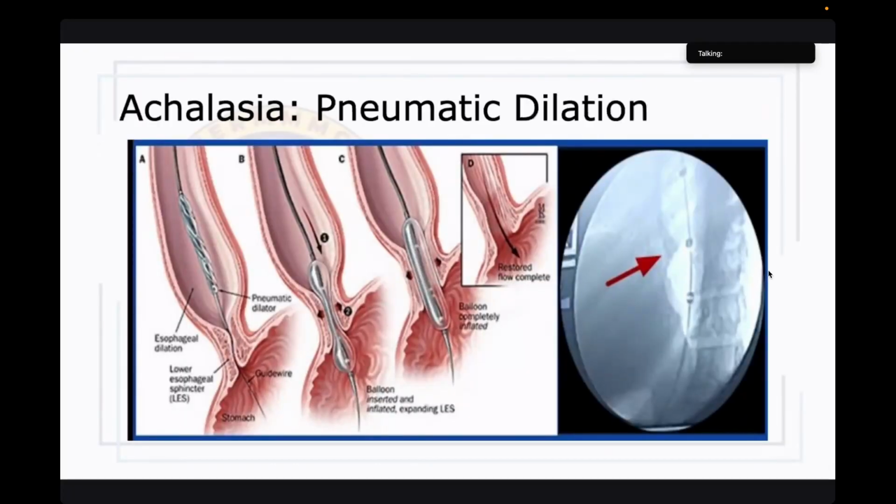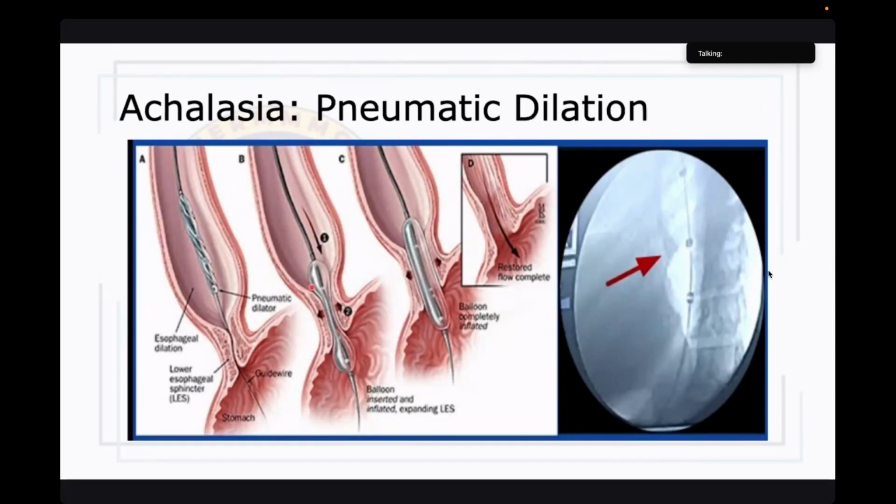This is pneumatic dilation of achalasia. This is one of the most commonly used procedures for achalasia. This is the same one used for esophageal rings and webs if needed. Again, this is done using endoscopy combined with fluoroscopy. So you will see here the area of narrowing at the gastroesophageal junction. So in achalasia, you have an LES that fails to relax.